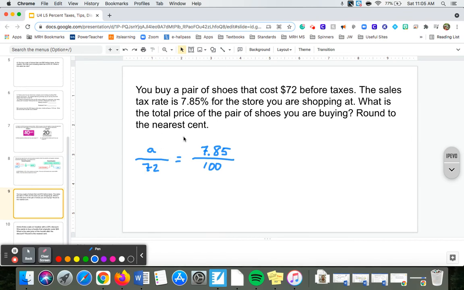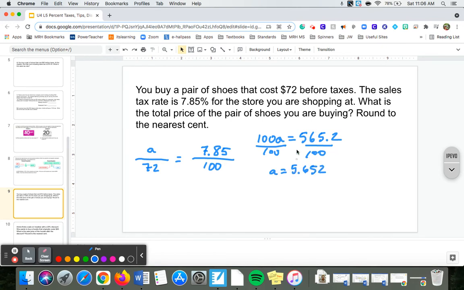So again, here's my proportion. I just have to cross multiply and solve. So 100 multiplied by A is 100A. 7 and 85 hundredths multiplied by 72 is going to be 565 and 2/10. I now want to solve this one-step equation by dividing both sides by 100. And A is equal to 5 and 652 thousandths.